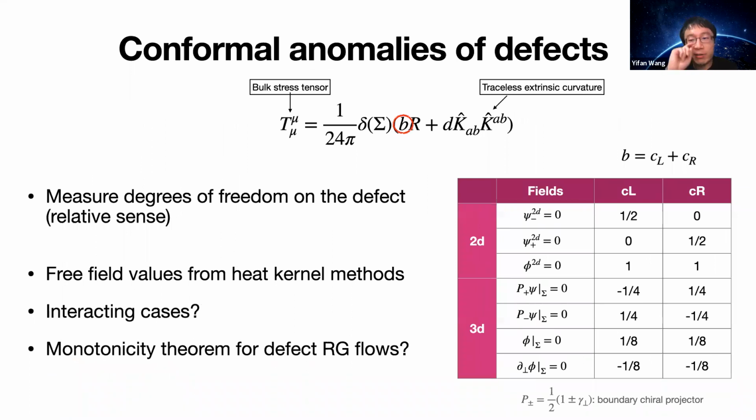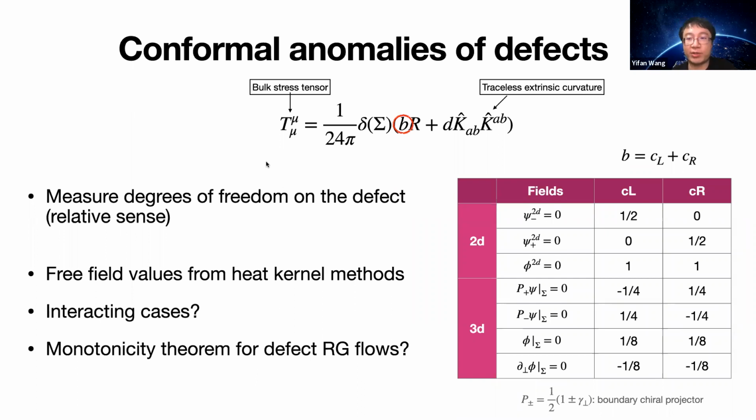So there's a similar story for the conformal anomalies of defects. In this case, the relevant Noether current is the stress tensor, and the defect anomaly corresponds to a localized modification of the tracelessness of the stress tensor, localized on the defect volume. So here we'll be interested in this particular anomaly coefficient known as the B coefficient, which is analogous to the C conformal anomaly for 2D CFT. This coefficient, similar to what the C anomaly measures in 2 dimensions, measures the degrees of freedom on the defect, but in the relative sense.